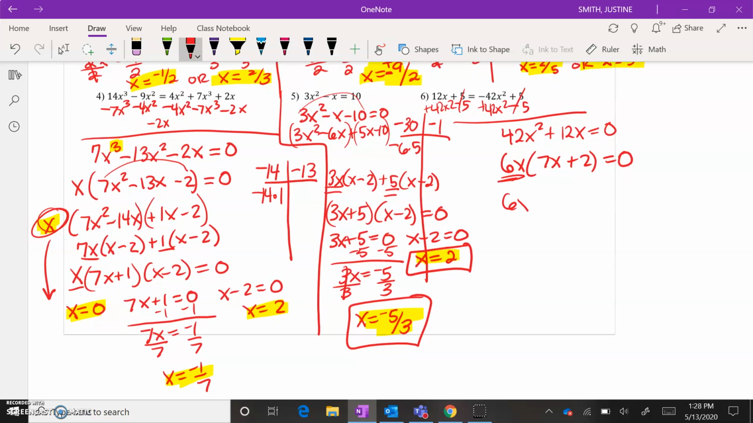So I have 6x is equal to 0. I have 7x plus 2 is equal to 0. So I'm going to get x is equal to 0. And then I'm also going to get x is equal to negative 2/7.